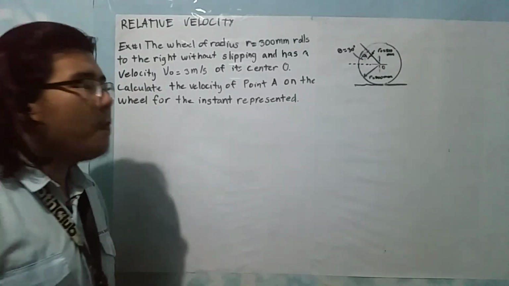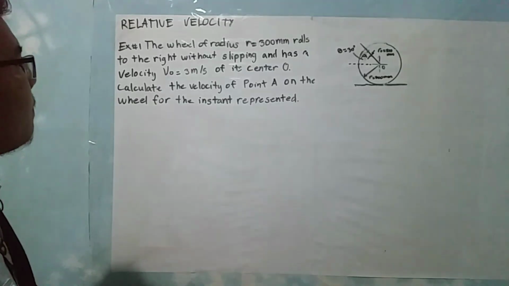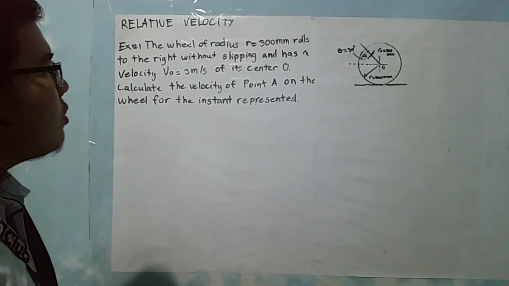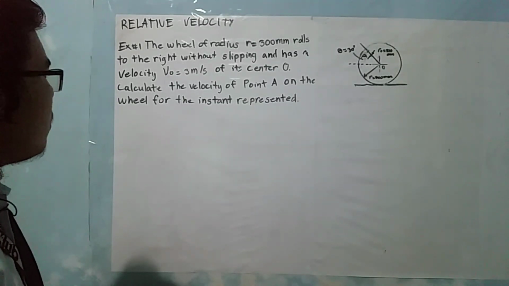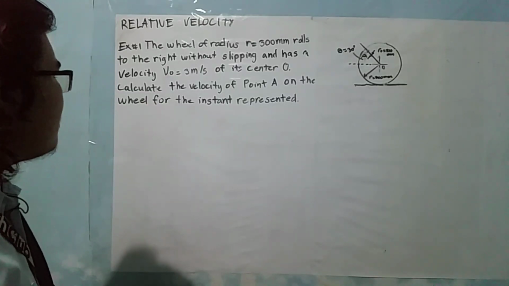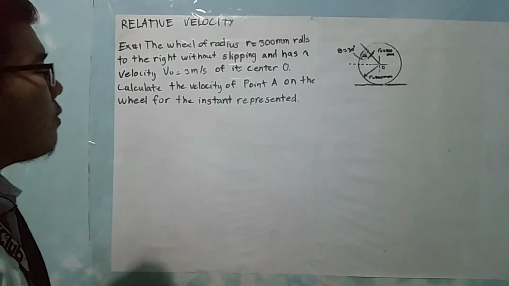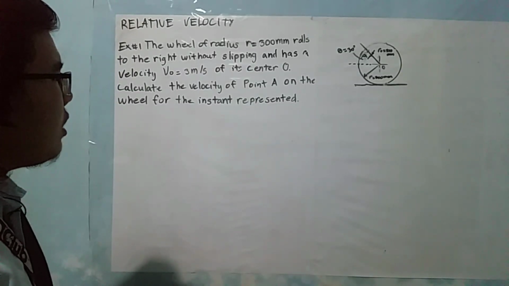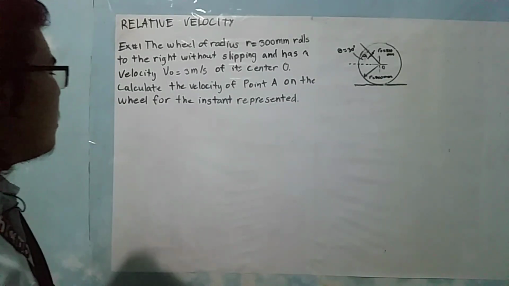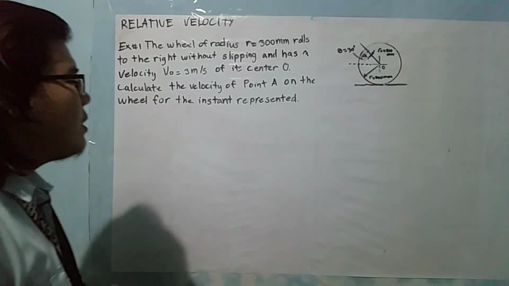So let's begin. Example number 1: the wheel of radius r equal to 300 millimeters rolls to the right without slipping and has a velocity of v sub o equal to 3 meters per second at its center O. Calculate the velocity of point A on the wheel for the instant represented.